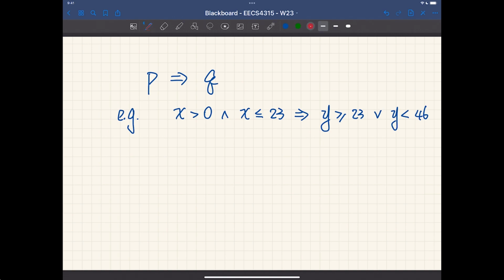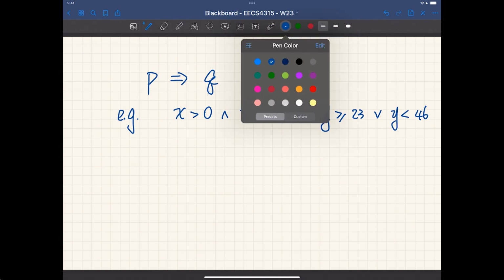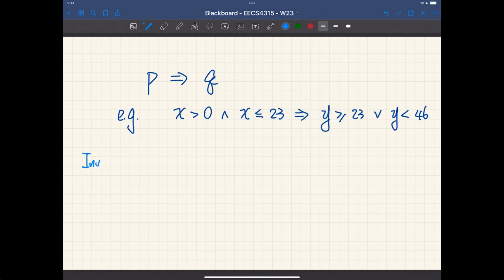When we define the inverse, the first one, by definition, it's just putting negation on both. You don't switch the antecedent and consequent. You'll have not P implies not Q. All right, how do we apply this to the example?